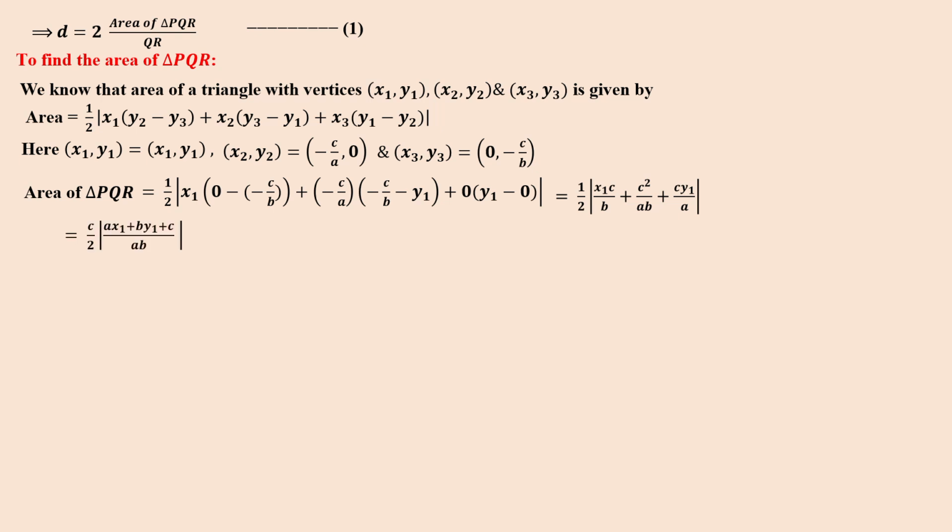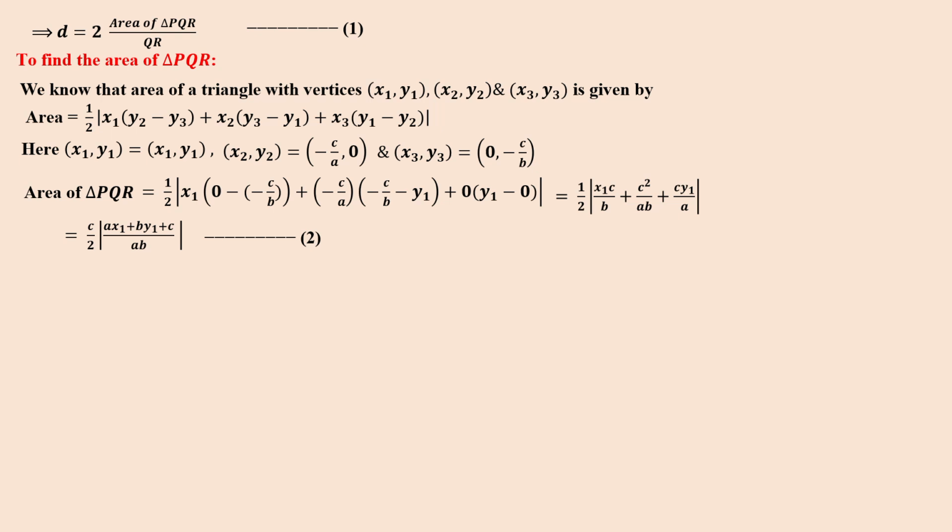So taking C common outside, so C by 2, taking a common LCM AB. So first term AX1 plus BY1 plus C, which is in the numerator, divided by AB, is inside the modulus value, right? So this is equation number 2.